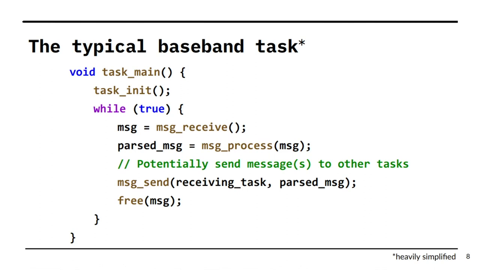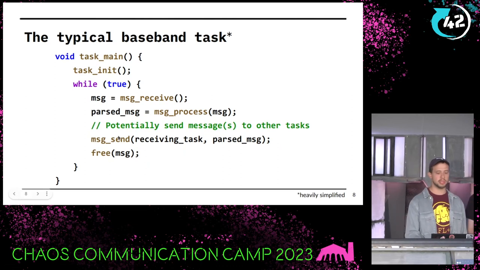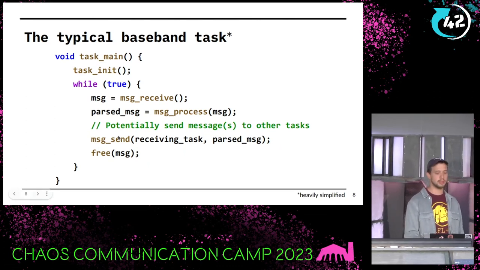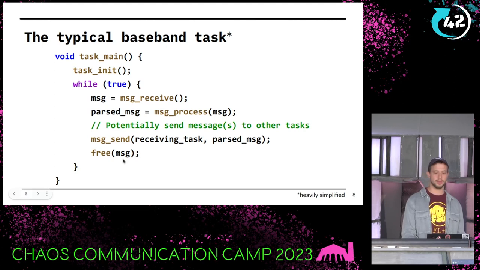But just to give you an idea, this is like every single task that runs in a baseband, and there are many. It would initialize at boot or whenever the task starts, and then it'll just run forever. It'll just loop, and this message receive function you see here blocks and waits for a new message that it will receive from somewhere, down the stack or up the stack, and then it'll do something with it. So if it were an ASN.1 parser, it would parse the message and then potentially have some outgoing message afterwards, or multiple, and send these to other tasks in the baseband. And then the message is owned, so it has to free it.